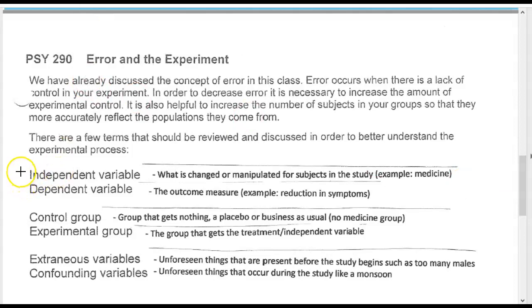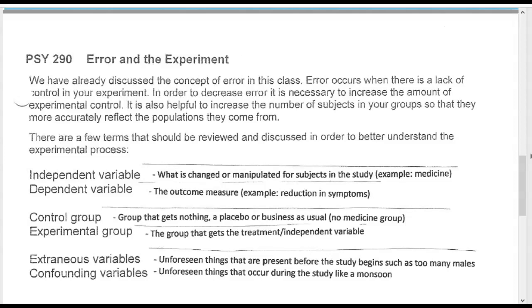The independent variable. What is different from group to group? What is manipulated or changed? Well, in this case, it's the introduction of medicine. Maybe you just lay down and take a rest or put a washcloth on your forehead or something. No, we're going to have people take medicine. And the introduction of medicine is the independent variable.